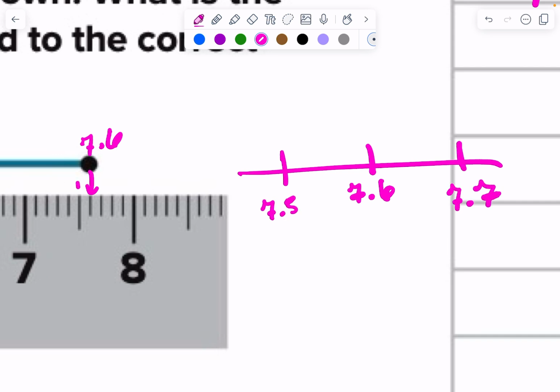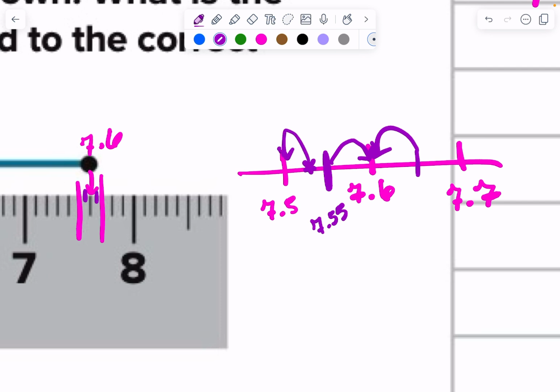Like those are the 2 markings on either side of the 7.6, okay? Now, if it was anywhere between this mark and this mark, it's going to round to 7.6, right? Okay, so the lowest possible value that my radius could be is 7.55, because if it's any below 7.55, like over here, we're going to call it 7.5 instead, right?